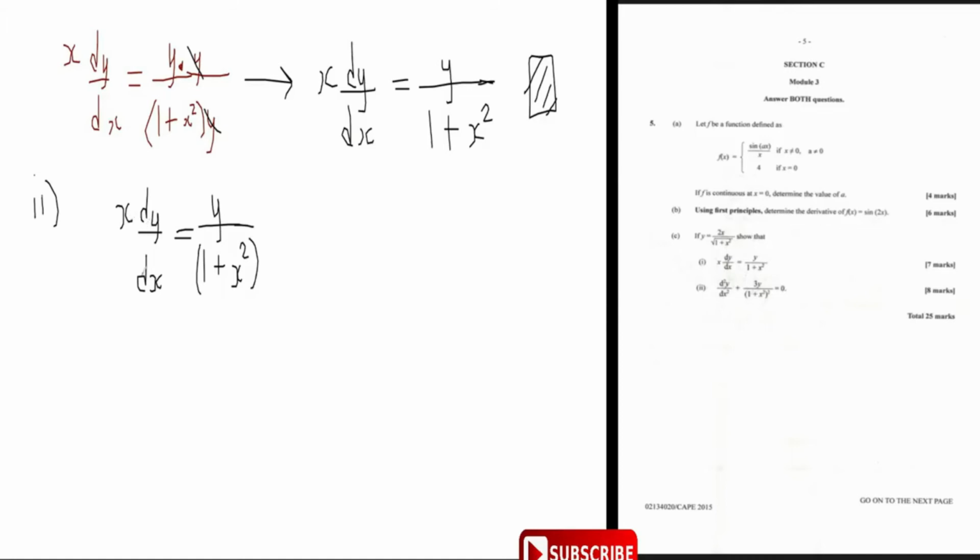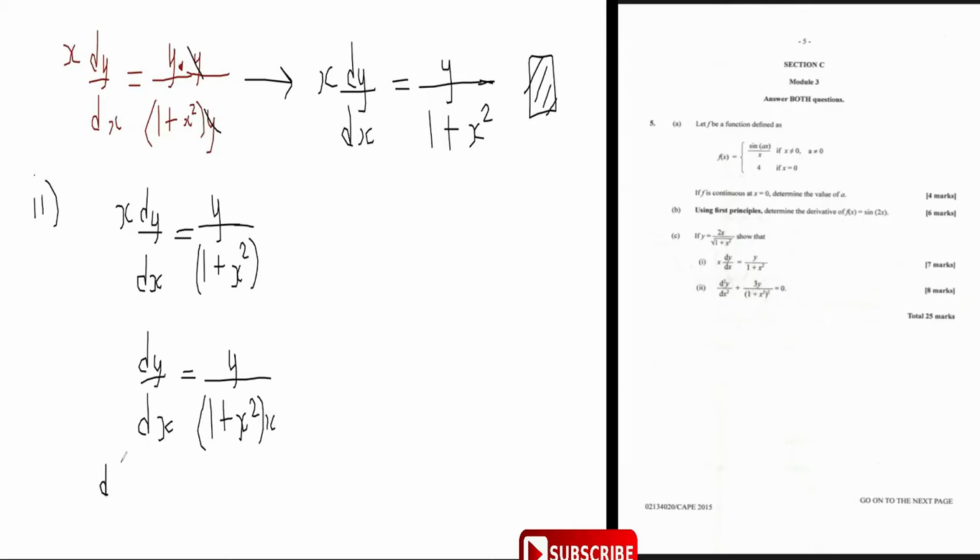So if I divide both sides by x, in reality, dy by dx is equal to y over 1 plus x squared times x. All right, that's dy by dx. So now from this, I can go ahead and find the second derivative.